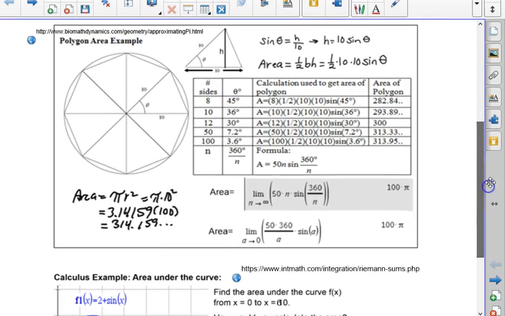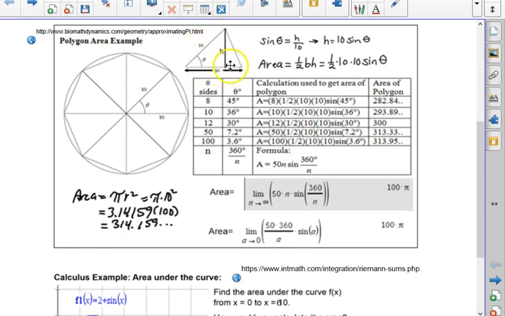A third example of a limit was when we were looking at how to find the area of a non-right triangle using trigonometry. So we have this triangle here. It has an angle, which turns out to be a 45-degree angle in this case, and it has a base of 10, and we need to find the height.